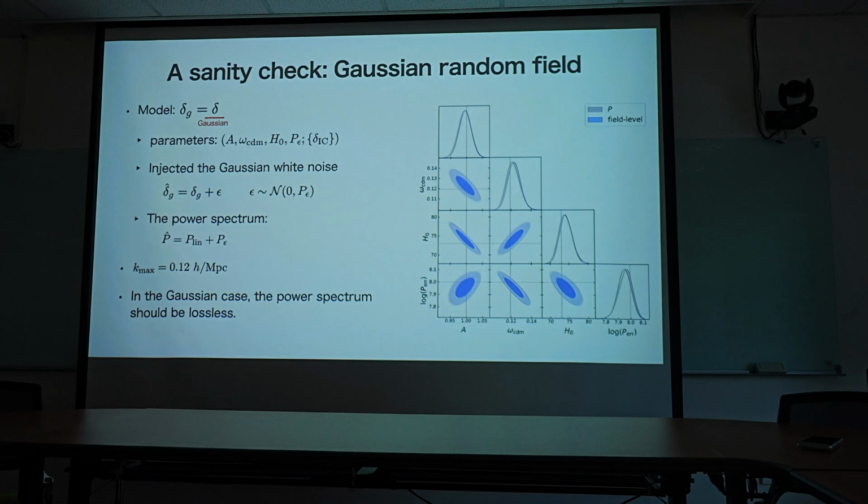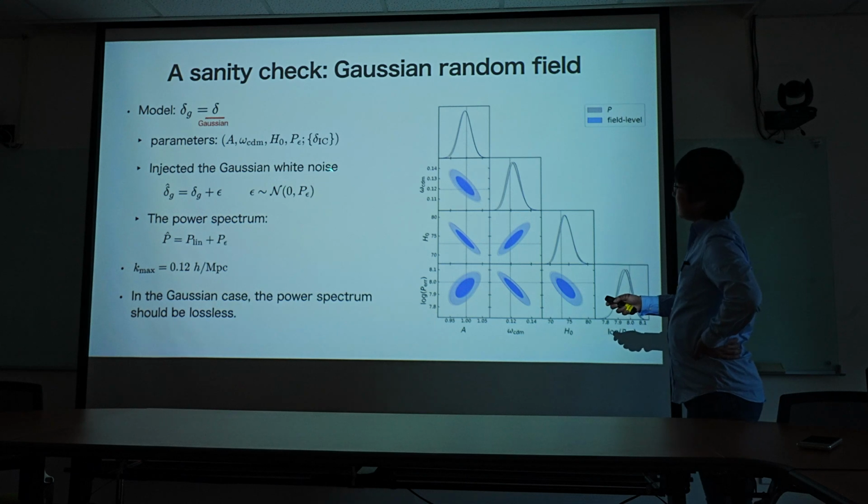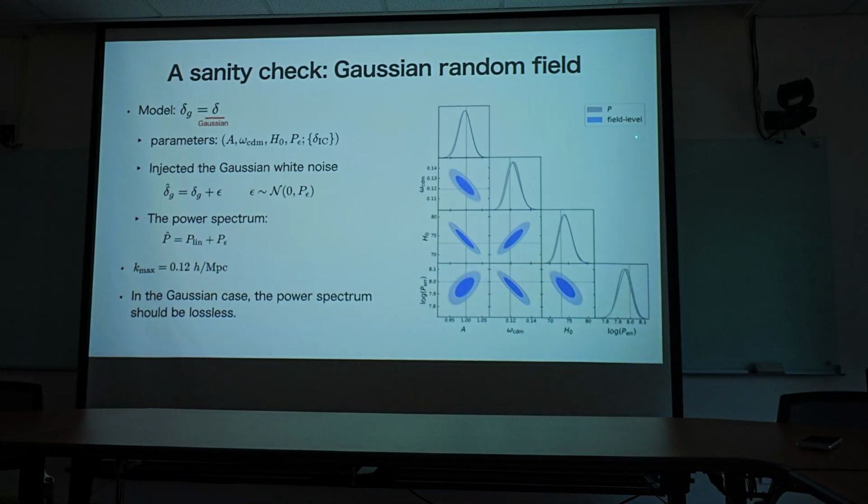Okay, so let's begin with the simplest example, which is a Gaussian random field. As I mentioned, for a Gaussian random field, we know the compression into the power spectrum does not lose any information. I mean, compression into the power spectrum should be lossless, and we should get the same result from the power spectrum analysis and the field level inference. So now we are varying the cosmological parameter and noise level. And here's the result. The gray contour is obtained from the power spectrum analysis, and blue is the field level. As you can see, they are in excellent agreement. This is just a sanity check, but I think it's always worth checking. So this shows our pipeline is working correctly as expected.